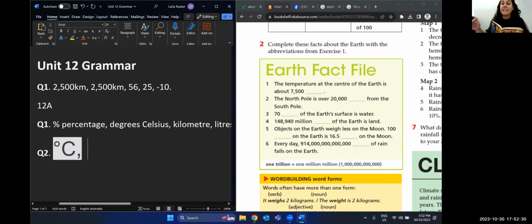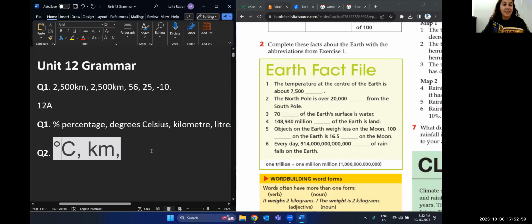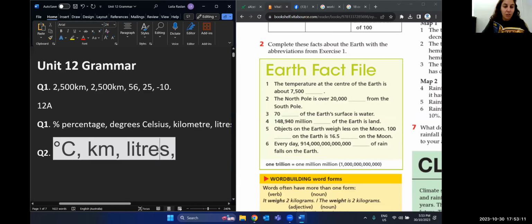Number 2, the North Pole is over 20,000 km from the South Pole. So we're talking about distance. How far? 20,000 kilometers. Yep, kilometers from the South Pole. So that's the bottom part of the Earth. Number 3, 70 liters. Because if I look at the sentence, it's talking about water. So 70 liters of the Earth's surface is water. That's how we measure water, in liters.